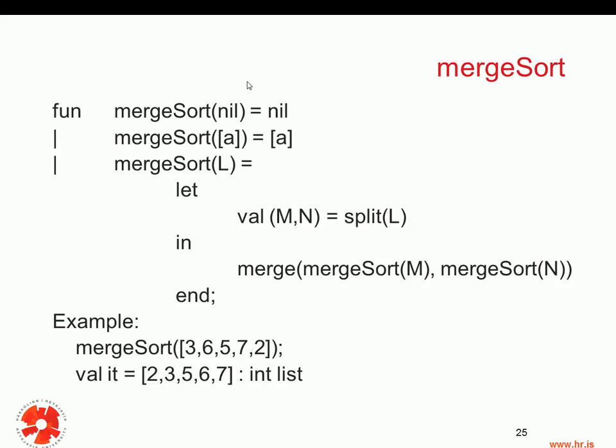We're saying here, let the value m, n, which is a pair, be the result of splitting the original list that comes in, and use those two values, m and n, by merge sorting m and merge sorting n, notice, recursively, and then finally merge the result together.